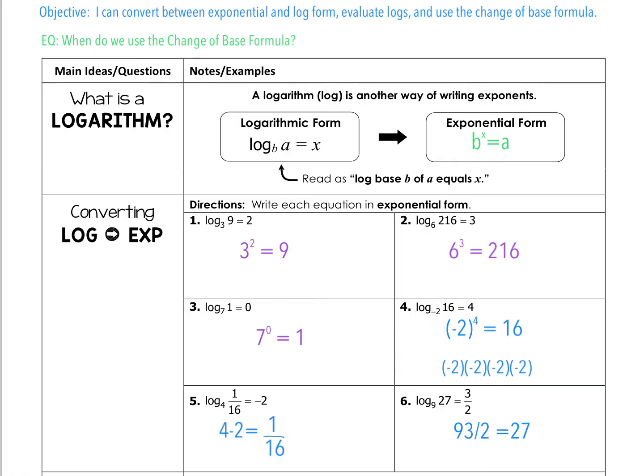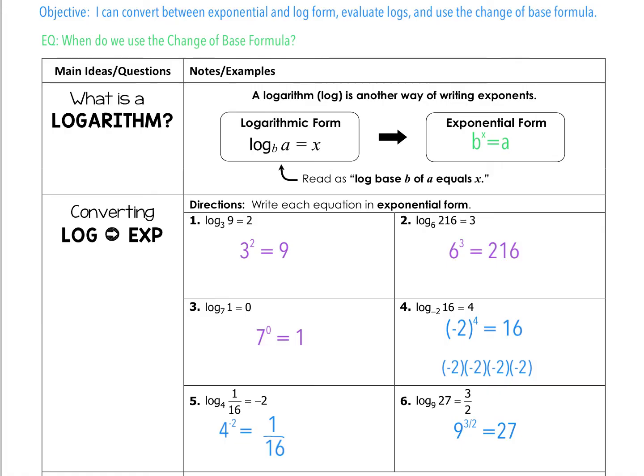Pause the video. All right, so in number 5, you should have gotten 4 to the negative 2 equals 1/16. And if we remember, that negative exponent moves it to the denominator, and the negative goes away. So in the denominator, I'm going to have 4 to the second, which is 16, and in the numerator, I'm just going to have 1. And then for number 6, I have 9 to the 3/2 equals 27. We're going to talk more later about what an exponent that's a fraction means, but this is about the process of being able to just rewrite from that log form. So go ahead and pause the video and identify any areas that you're confused on that you want to talk about tomorrow.